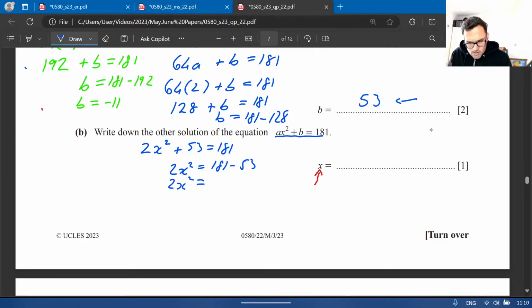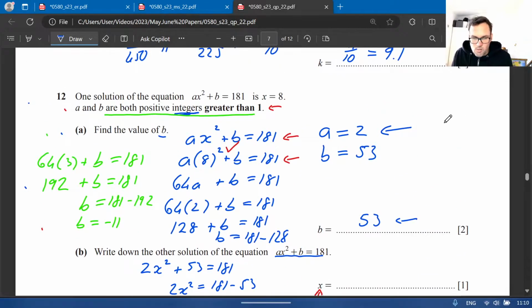So what is that? That is 128. Then we divide it by 2. So x squared is 64. So x will be the square root of 64, which of course, they gave us the one answer. There it is. It's 8.